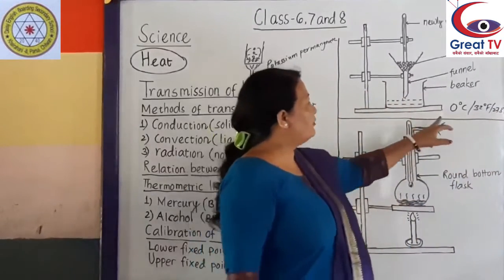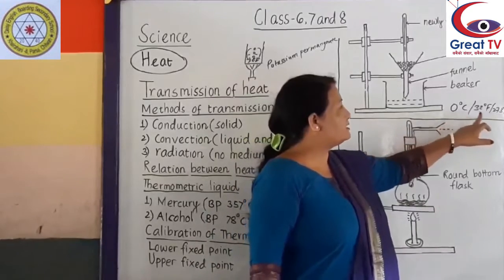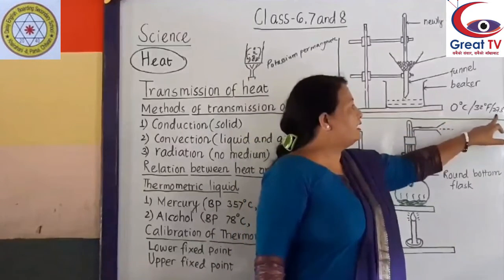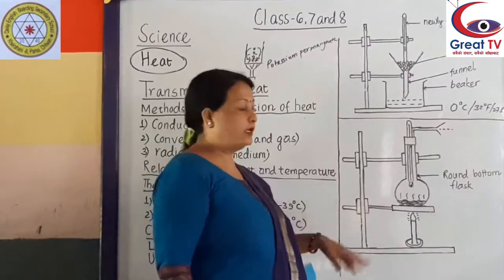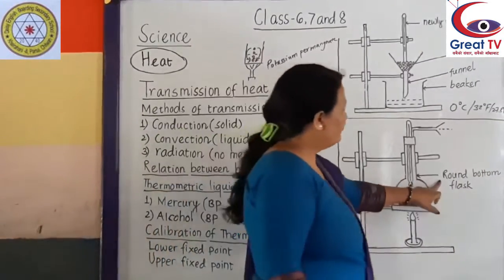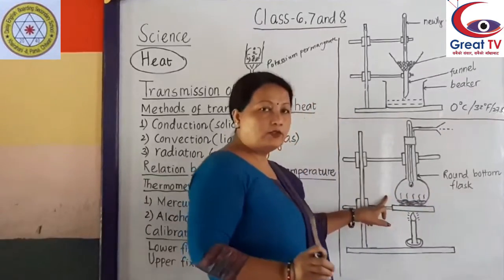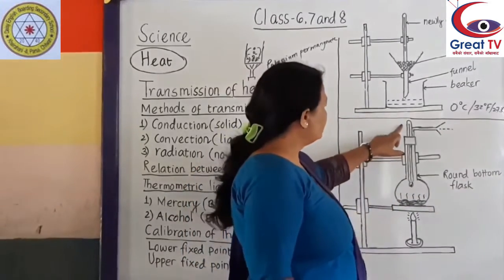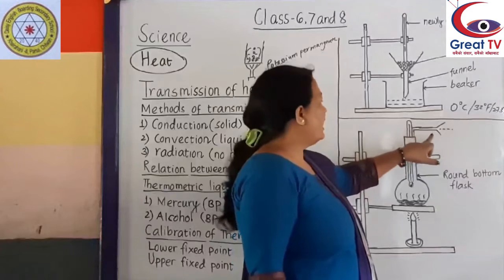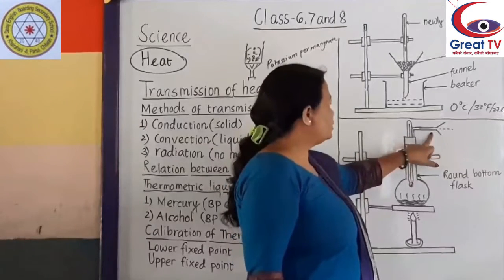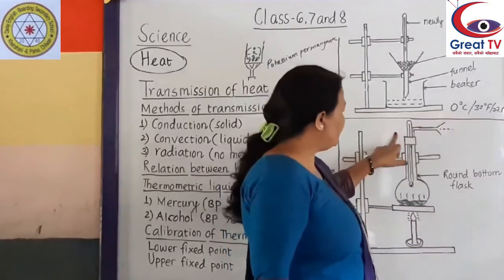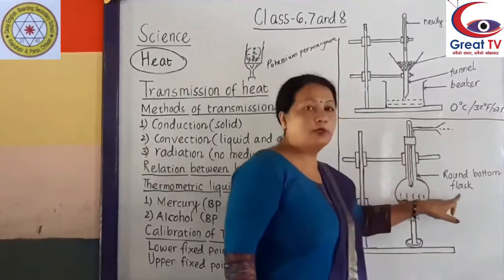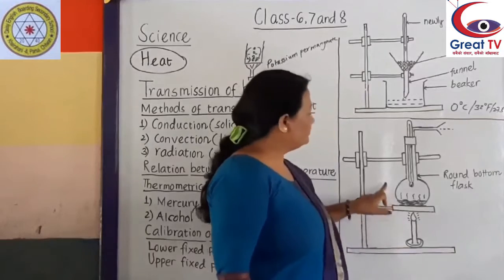The value of the lower fixed point is 0 degrees Celsius, 32 degrees Fahrenheit, 273 Kelvin. To find the upper fixed point, take a round bottom flask with a little amount of water. Now fix a newly made thermometer and an L-shaped glass tube in a cork which is placed in the mouth of the round bottom flask. Now heat the water.